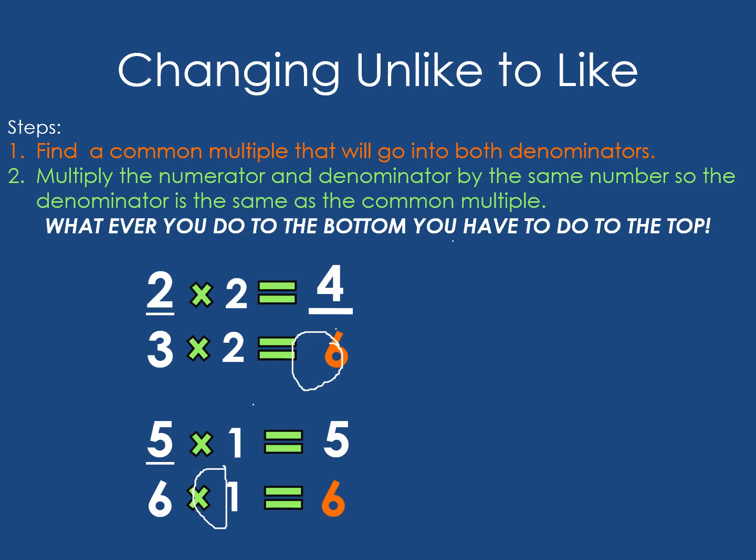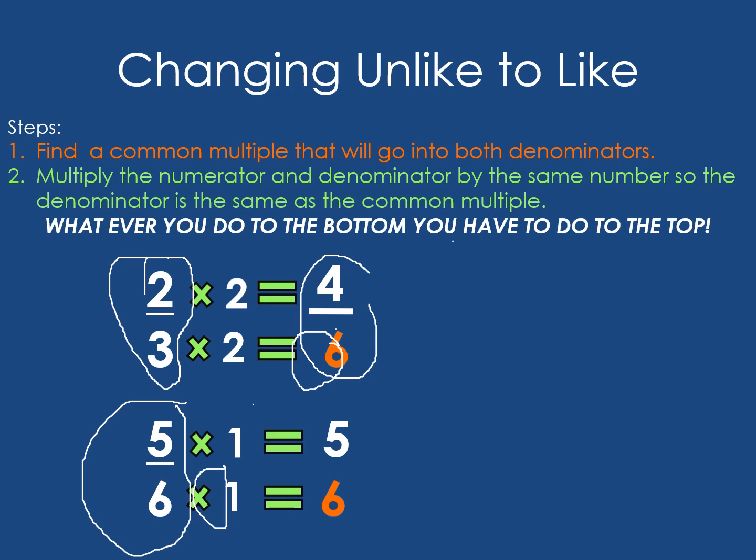So these are now from dissimilar fractions, 2/3 and 5/6, it becomes 4/6 and 5/6. So that's the time that you can add and you can subtract, changing the unlike fraction to like fraction. Do you understand, children?